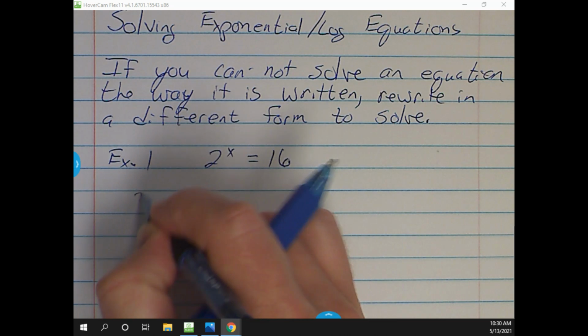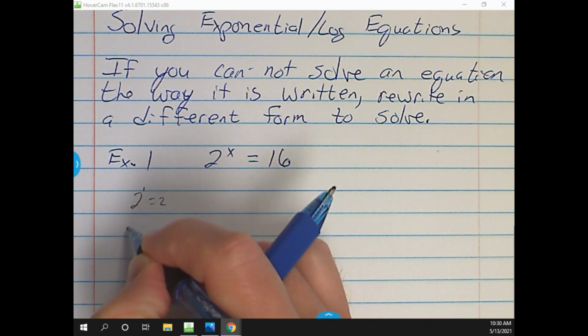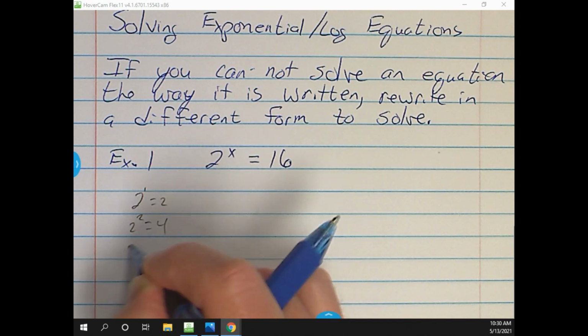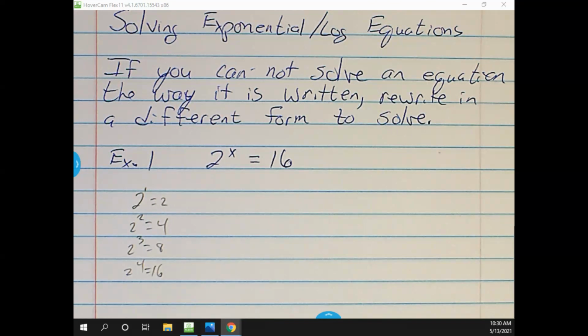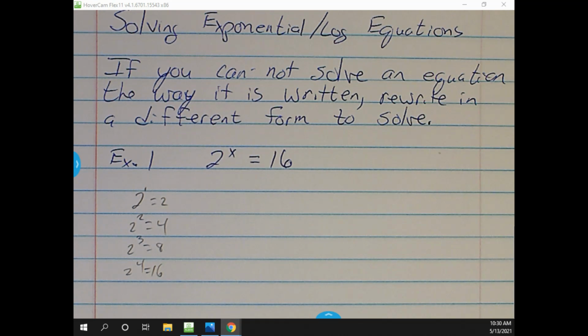We went through the powers of 2. 2 to the first would equal 2, 2 squared was 4, 2 to the third was 8, 2 to the fourth was 16. So since 2 to the fourth was 16, the exponent would have to be 4. Okay, that's the way you can do that. But sometimes people don't recognize that very well. They don't quite see that one. So here's what you can do.